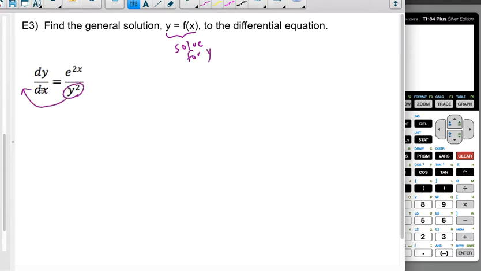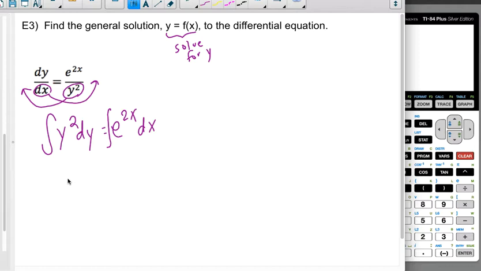The y squared is going to come over, right? I multiply that over, and the dx gets multiplied over. So I'm going to get y squared dy equals e to the 2x dx, and I'm going to need to integrate both sides. So this becomes y cubed over 3. I don't need the plus c because it's going to go on the other side.